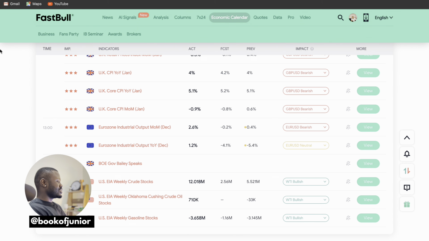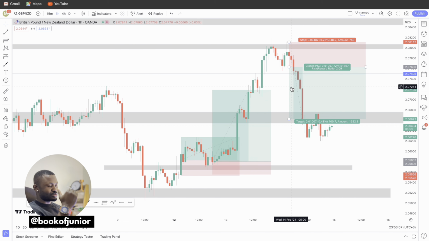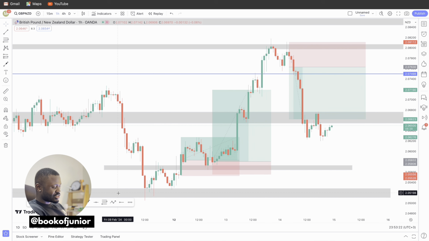Now, our last pattern, traders, is the double top. Before I even continue, guys, I'm going to mention this again. Whenever these Forex patterns are happening, price is reversing at a turning point. I've already shown you a turning point down here. Now let me show you this turning point up right here.